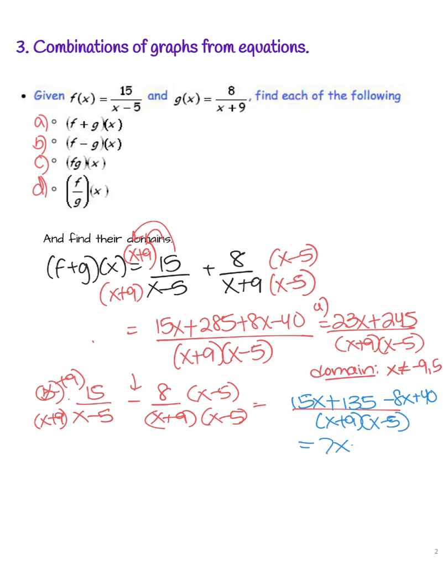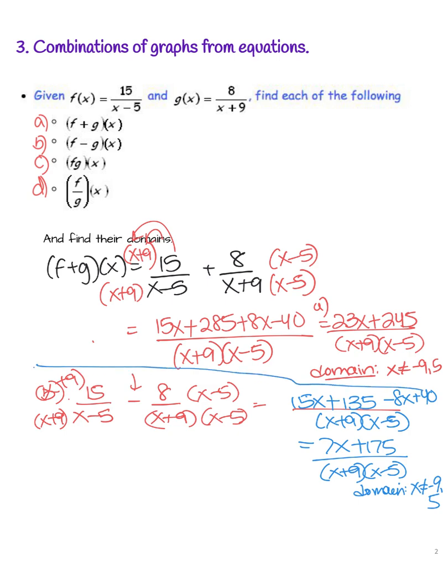And so I get 7x plus 175 over x plus 9, x minus 5, same domain. X cannot be negative 9 or 5. Okay, so that was B.